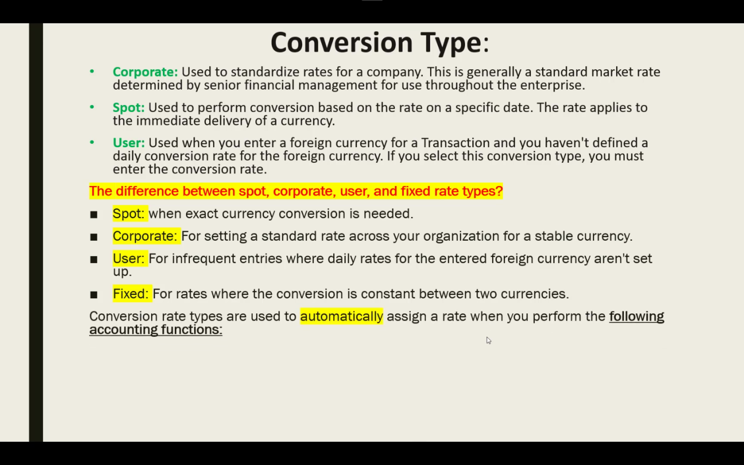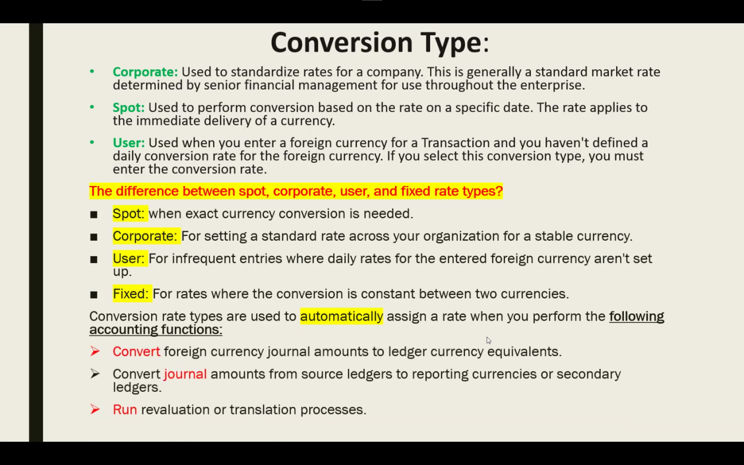Conversion rate types are used to automatically assign rates when performing the following accounting functions: convert foreign currency journal amounts to the ledger currency, and convert journal amounts from the source ledger to a reporting or secondary ledger, because we know that the main difference between ledger and secondary ledger is that there are changes, for example, in chart of accounts, currency, SLA or accounting method, and the chart of accounts and the calendar.